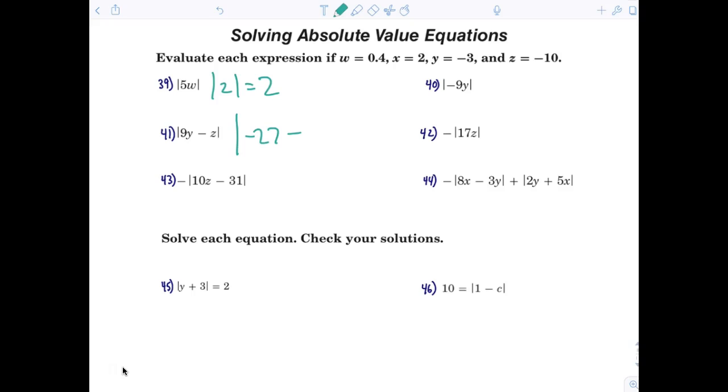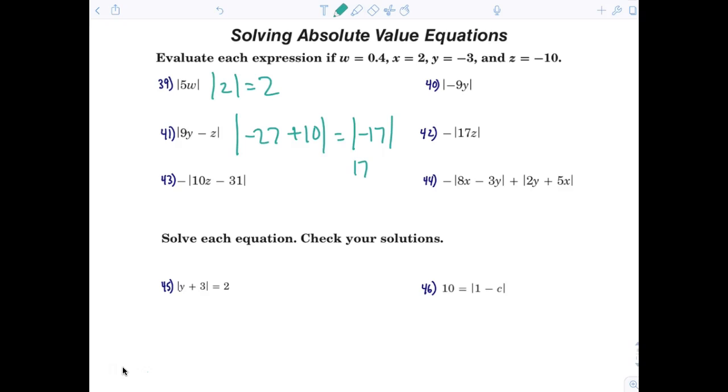Negative 37. Well, no, I'm not asking you that. It would be, now listen, it would be plus. Here is why you're making mistakes on the test. That's what I'm trying to show you right now. It is negative 27 minus what is z? Oh, it's negative. So therefore it is a plus 10. So then it would be the absolute value of negative 17, so 17, which is 17.